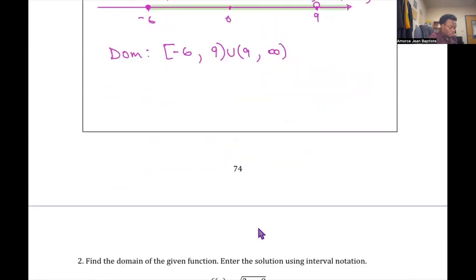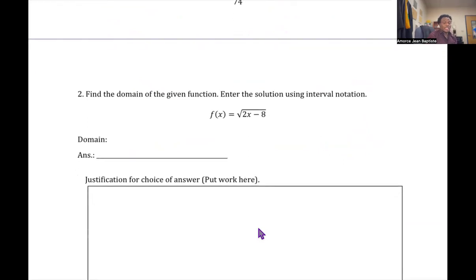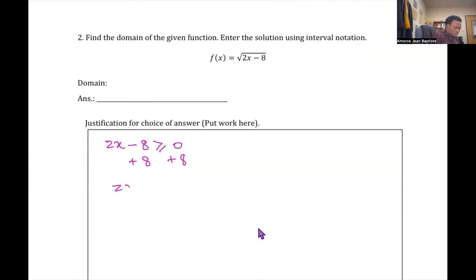Let's see another function here. For this one, it's easy because they just give me the radical. So the expression inside of the radical should always be nonnegative. So 2x - 8 should be greater or equal to 0. If we add 8 on both sides, we have 2x greater or equal to 8. If we divide by 2, we have x is greater or equal to 4.